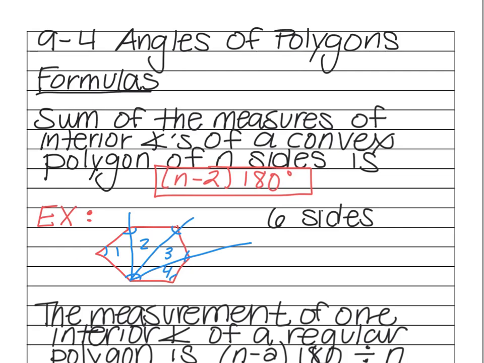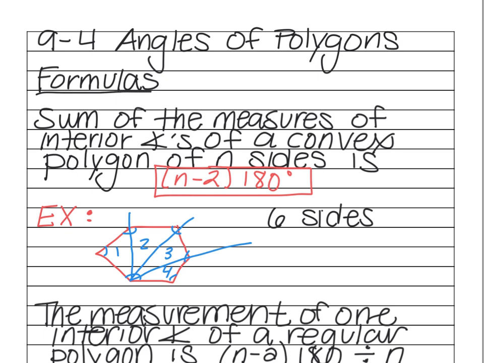Today we are doing 9-4, angles of polygons, and we're going to be talking about how to find the measurements of the interior angles of a polygon. It has to be a convex polygon, which means that all of the diagonals are inside and not on the outside, which would be a concave polygon.